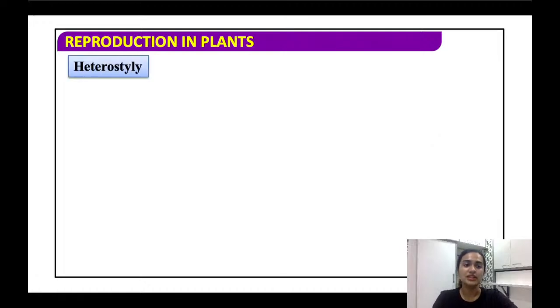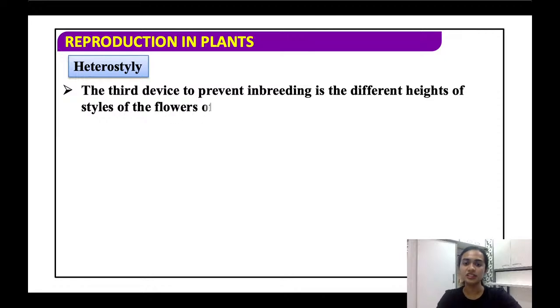Now coming to heterostyly. What happens here is the third method or device to prevent inbreeding, with flowers having parts at different heights. See, I'm repeating it again and again: male and female parts are non-motile, they cannot move from their places.